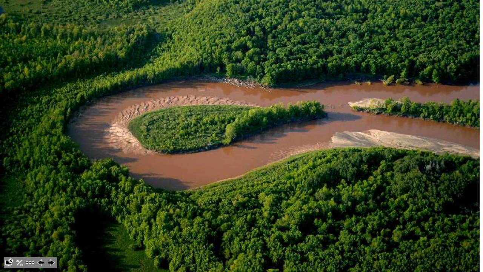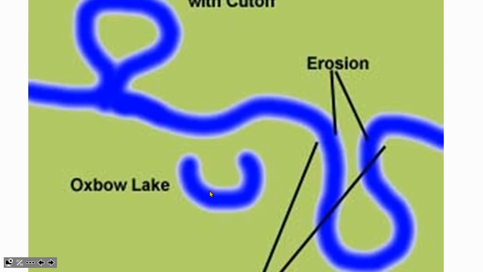You can see the process happening here. The water did flow around this way, but now it's starting to break through right here. Now the river is just going to flow this way. All of this water is just going to sit and become a lake. We call that lake an oxbow lake. It's a piece of the river that got cut off and is no longer part of the river.